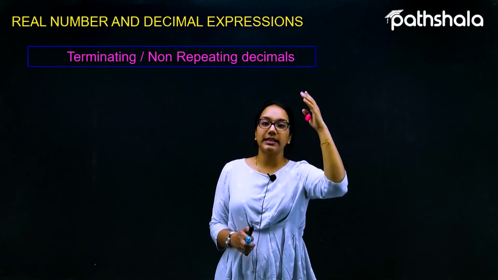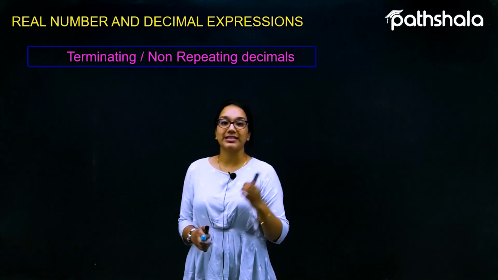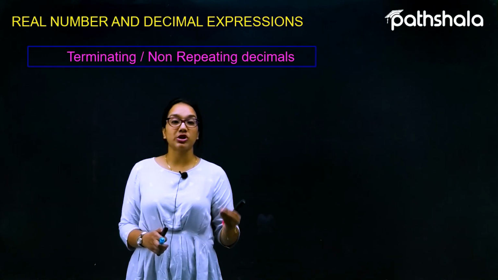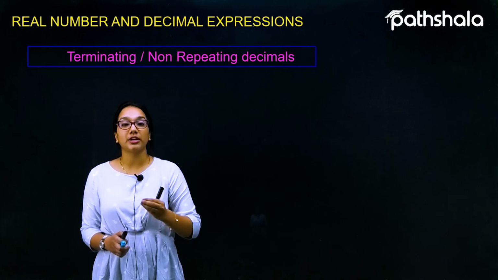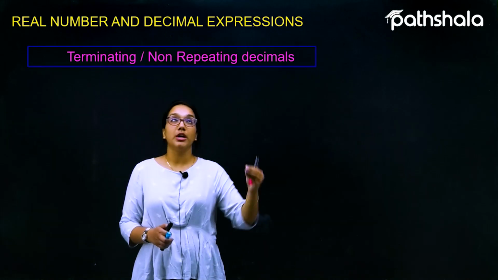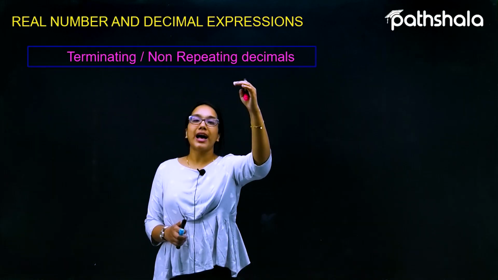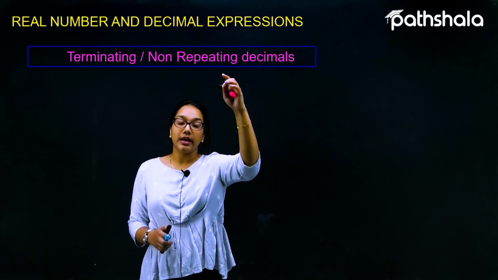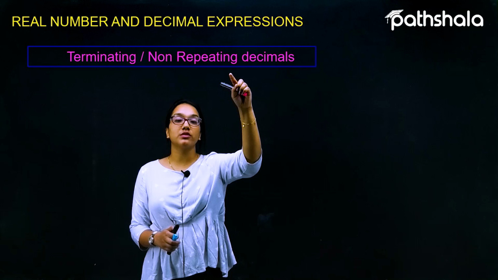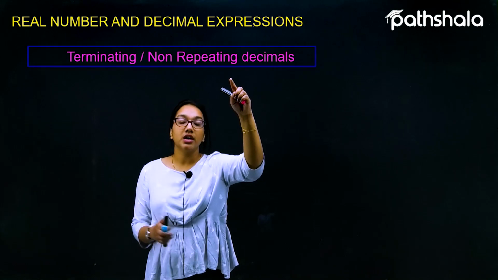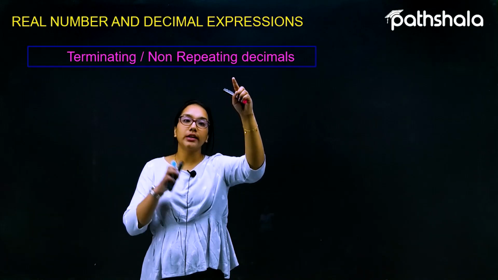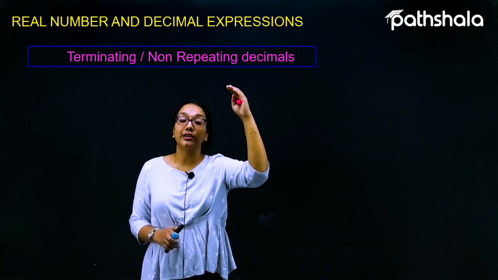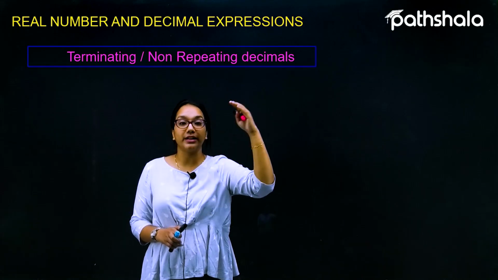So the first number that we can classify in the decimal expansion and real number topic is a terminating and non-repeating decimal. We can also call it a terminating and non-recurring decimal. In place of repeating, we can also use the word recurring. So, a terminating non-recurring decimal. What is the meaning of a terminating and non-recurring or non-repeating decimal?